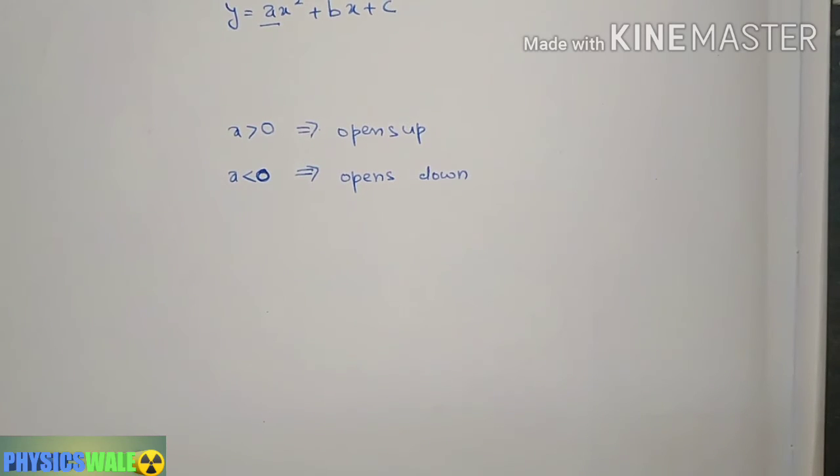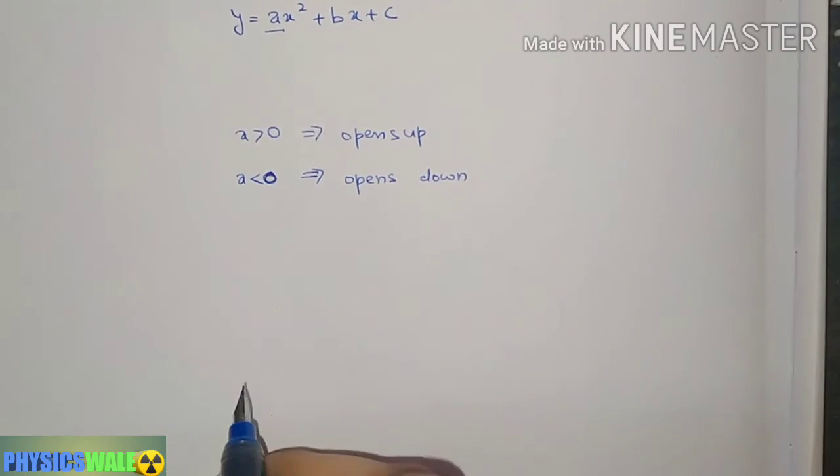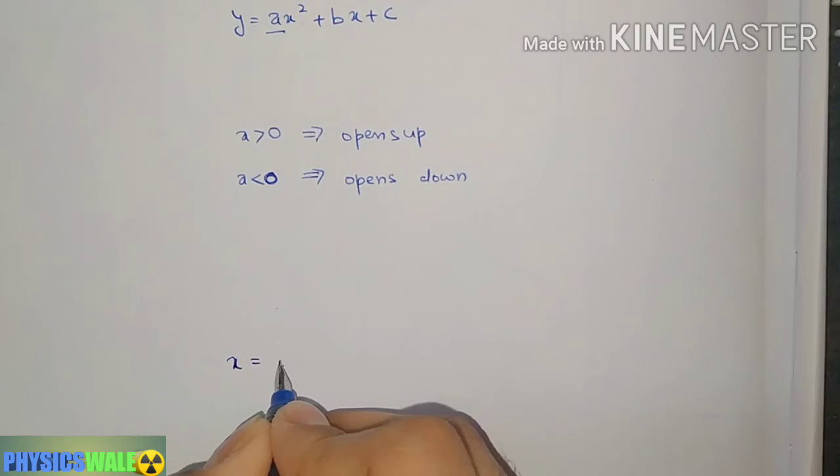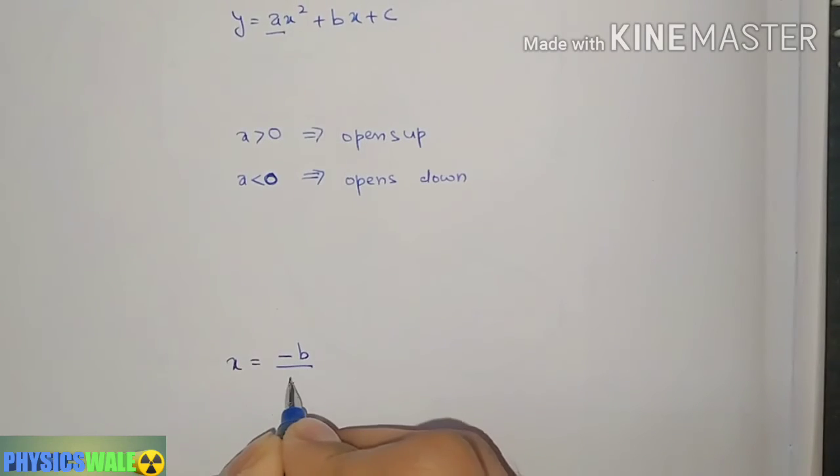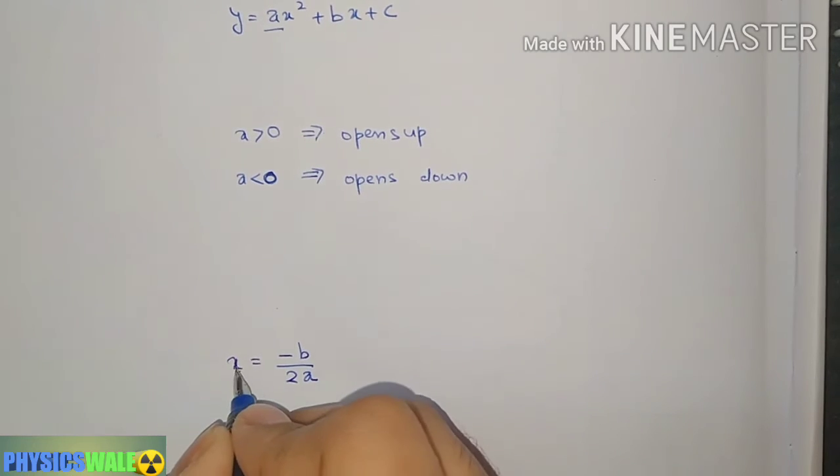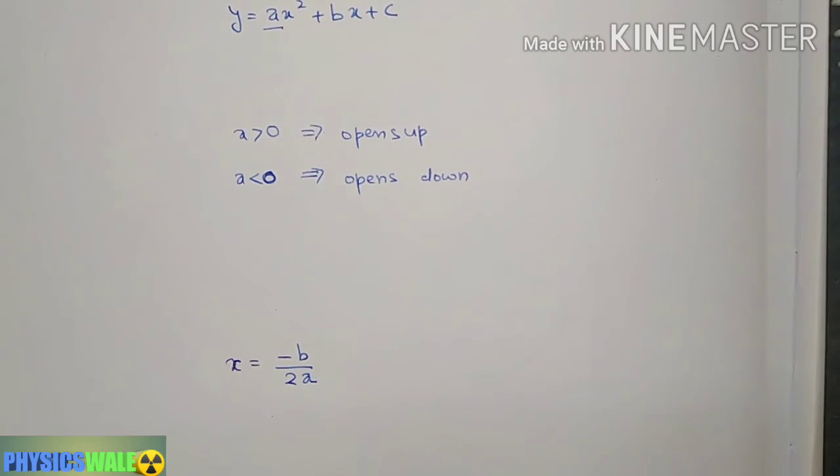The first step in plotting a quadratic equation is to find out the axis of symmetry of the quadratic equation. The axis of symmetry of the parabola that will be formed by this graph is given by x is equal to minus b by 2a. This gives the axis of symmetry of the parabola.